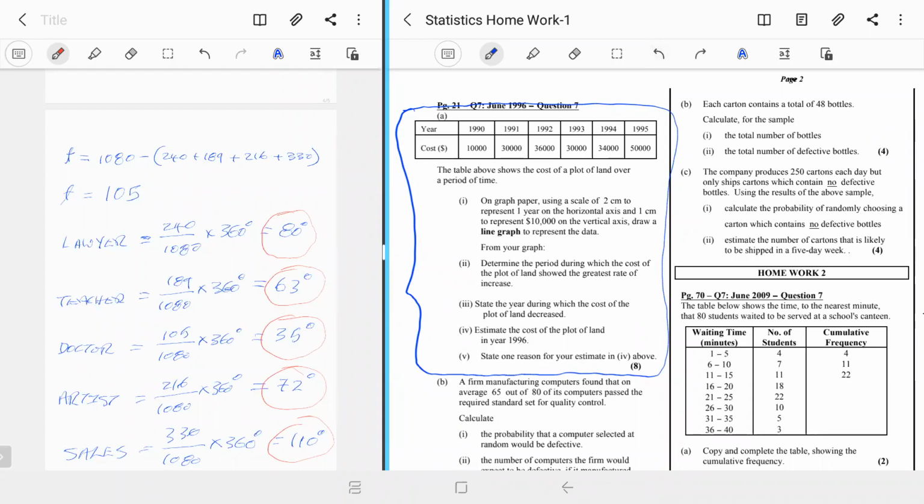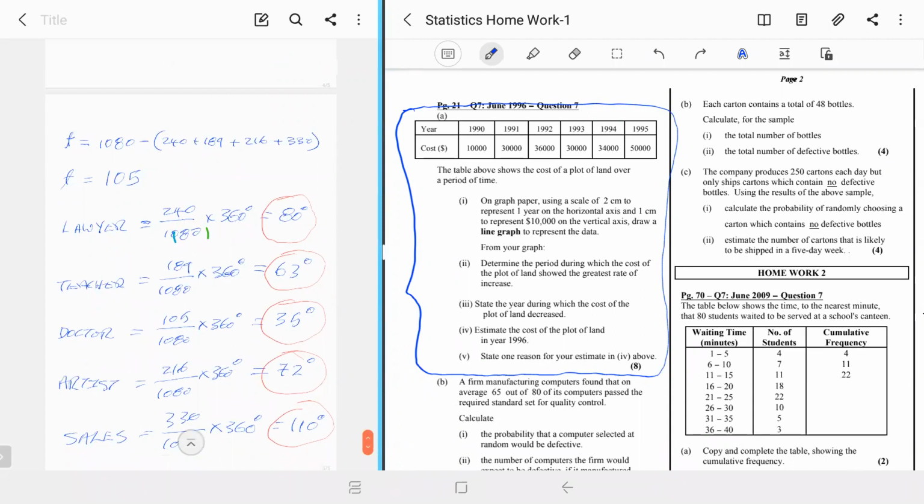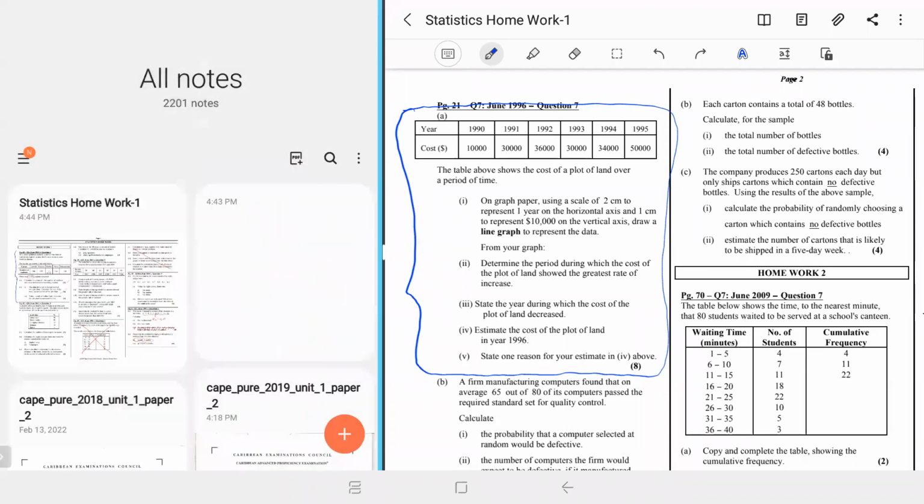All right, can I get a graph paper? Let me see if I can find a graph paper. Let's bring this up over here first and then try and get a graph paper. Let's see what we can do. We can find a graph paper.